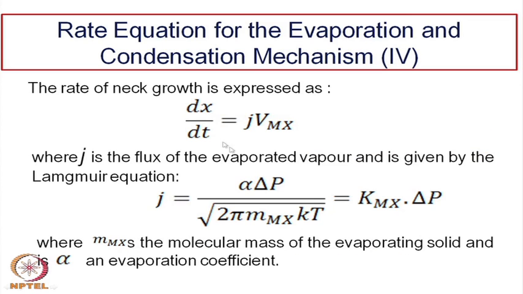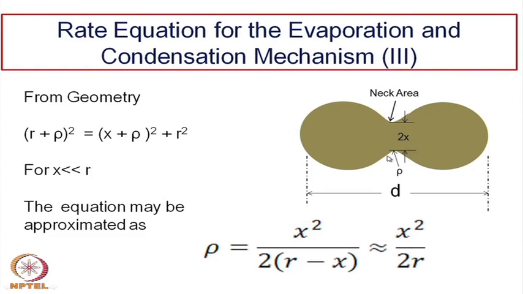And then we find what is the rate of neck growth, at what rate the material is getting deposited. The driving force is delta p. Okay, so the delta p is the term which basically determines at what rate the material is getting deposited. So, the dx dt here means the rate of growth, the more the material gets transferred from here to here, the x grows.